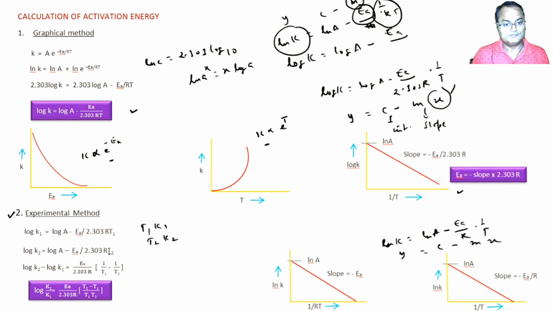Now subtract equation 1 from 2, so it becomes log K2 minus log K1, this is E upon 2.303, take common, so it becomes 1 upon T1 minus 1 upon T2. And from here, this log A minus log B form may be written as log A upon B, so it becomes log K2 upon K1, and this is E upon 2.303 R, and this is T2 minus T1 upon T2 into T1. So this is another very, very important relation.